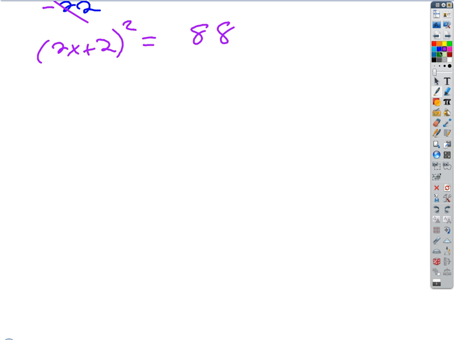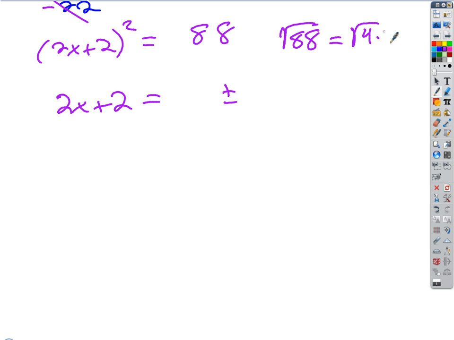So if I square root both sides, it gets rid of the squared. 2x plus 2 equals, be careful, plus or minus, good, we gotta get that plus or minus in there. The square root of 88, right? Now let's see if we can simplify that. Square root of 88. What's an obvious perfect square that goes into that? 4 does, right? How many times? 22. So the square root of 4 times the square root of 22, and there is no perfect square that goes into 22, right? So that's as far as we can go. What is the square root of 4? So I can write that as 2 times the square root of 22.